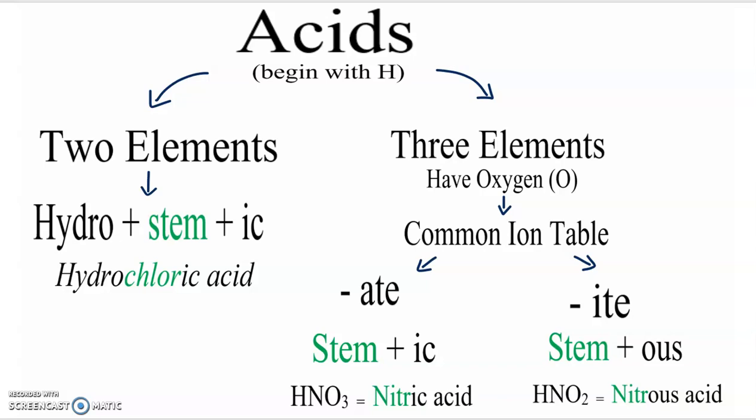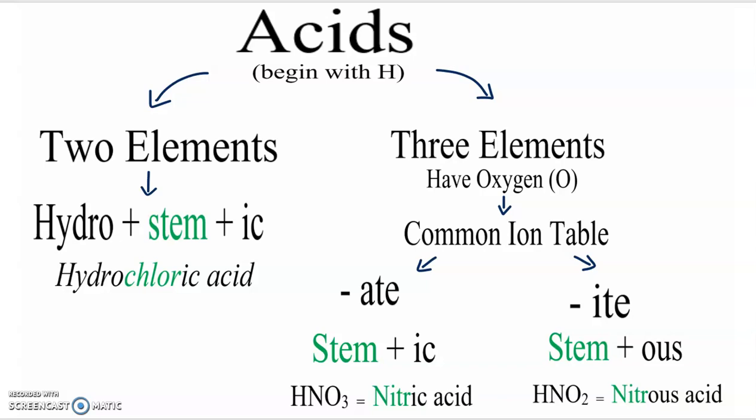If I have three elements, then I have a polyatomic more than likely. I look at the name of the anion or the polyatomic. If that ends in ate, then I take the stem of the anion again, plus ic acid. So I have nitrate, and that would be nitric acid.